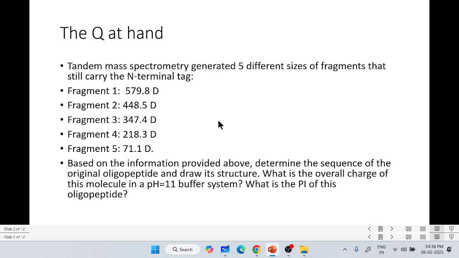Okay, so this is the question at hand. You're given this pentapeptide and it's fragmented into 5 different fragments in the mass spectrometer. The molecules get fragmented. Fragment 1 is 579.8 Daltons molar mass, fragment 2 448.5, fragment 3 347.4, fragment 4 218.3, and fragment 5 71.1. Based on this, we need to find the sequence of this pentapeptide, its overall charge at pH 11, as well as the isoelectric point.